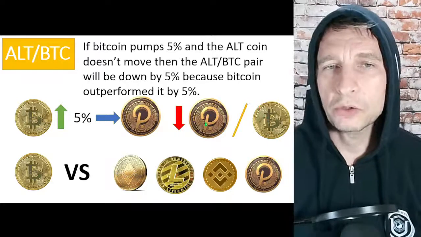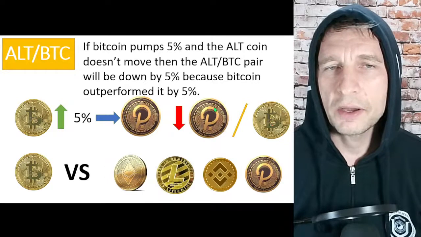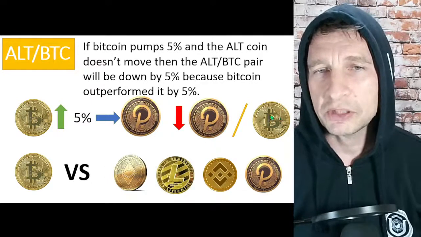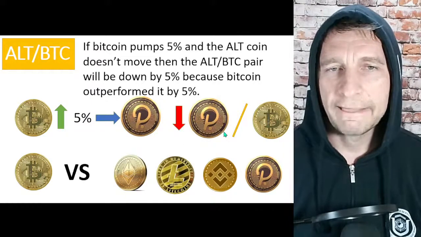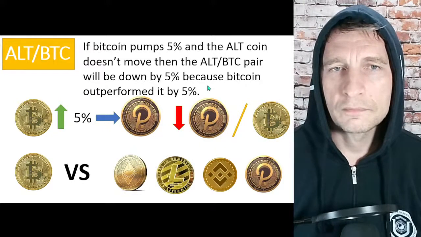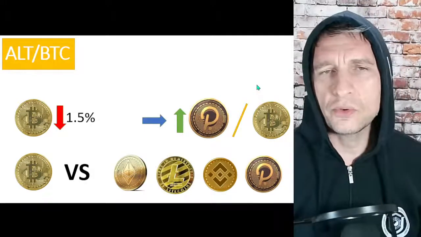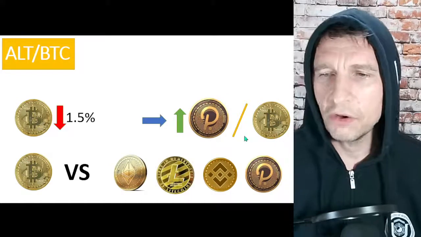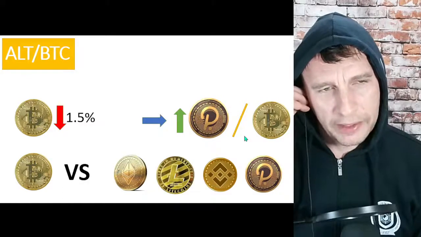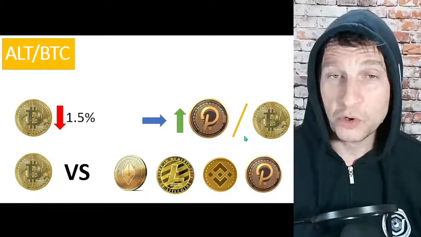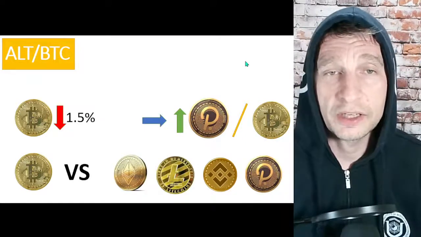Because you're pairing your altcoin with Bitcoin, you're hoping that your altcoin will outperform Bitcoin, and if Bitcoin outperforms the altcoin, then ultimately you are losing. If that makes sense. So the best thing to happen when you trade the altcoin BTC pairs is that Bitcoin underperforms, in order for you to make profits on these alt BTC trading pairs.